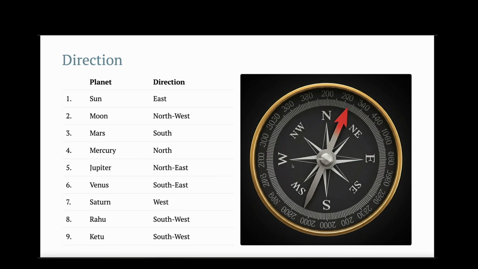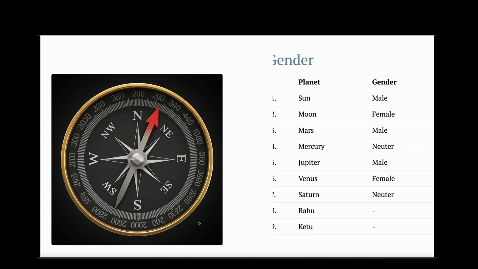So let's now see about the direction of the planets. This means that the planets are strong in this direction. Sun is strong in the east direction, Moon is strong in the northwest direction, Mars is strong in the south direction, Mercury is strong in the north direction, Jupiter is strong in the northeast direction. So you can see here about the different directions. Venus is strong in the southeast direction, Saturn is strong in the west direction, Rahu and Ketu are strong in the southwest direction.